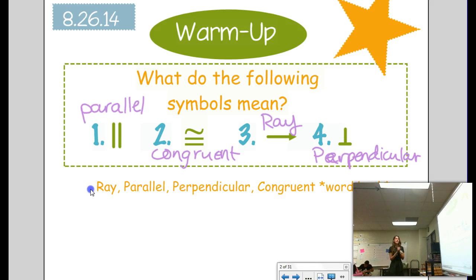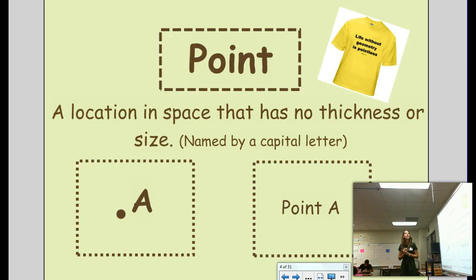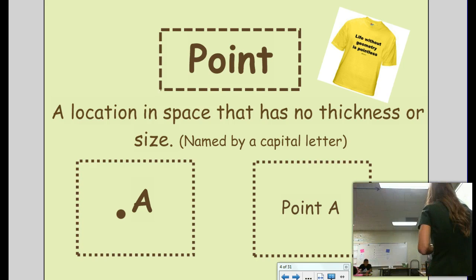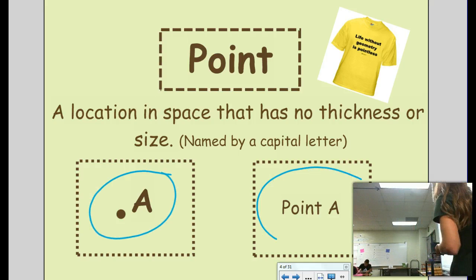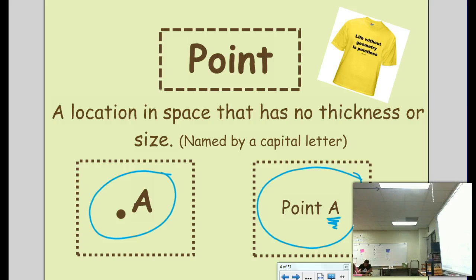But what we're going to do next is we're going to do presentations over word, point. A location in space that has no thickness or size. You don't have to write the definition. All you have to do is draw the picture, put the notation, and then put a real-world example. So this box is always going to be the picture. This box is the notation. You name it with a capital letter. No lowercase letters for points. They're specialer than that. They get capital letters.